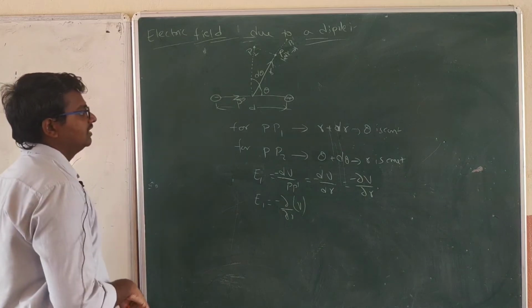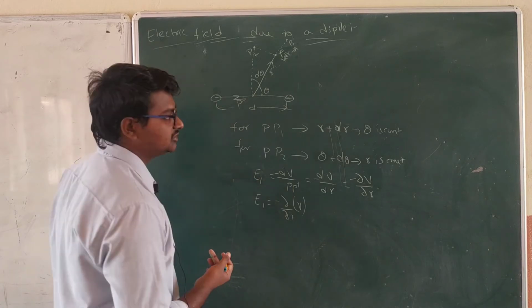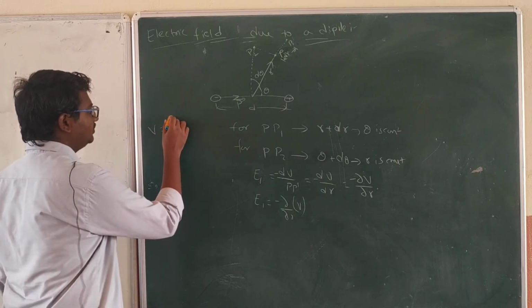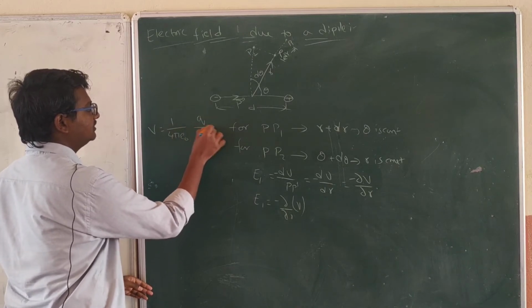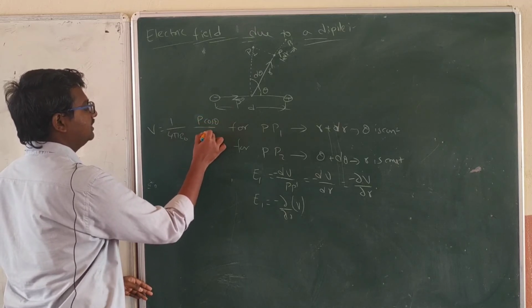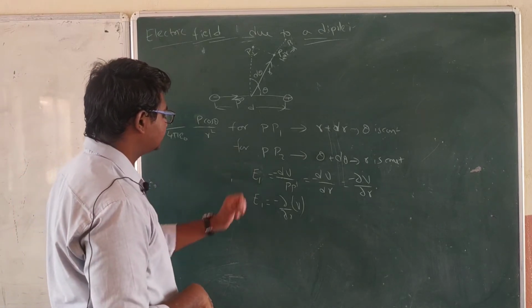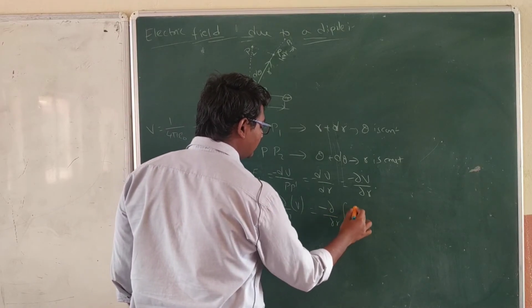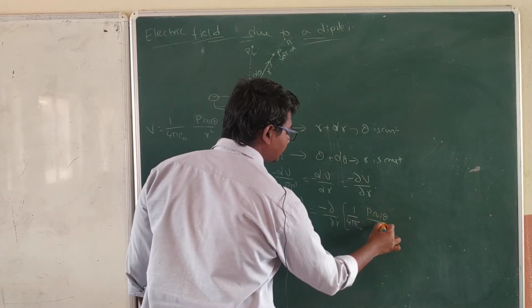What is V? V is the electric potential due to the dipole. Just a few minutes ago we found that it is 1 by 4 pi epsilon naught, q d cos theta, that is P cos theta by r square. This is nothing but the V value. Let's substitute in this equation: minus dou by dou r of 1 by 4 pi epsilon naught P cos theta by r square.